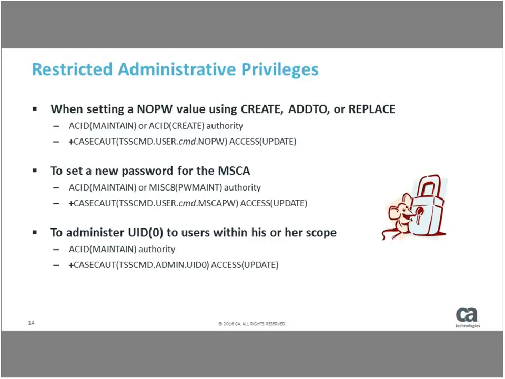And lastly, recently we had a request to lock down administration of UID 0 to users within their scope. ACID maintain authority is still needed, but we also added admin.user UID 0, which is needed in order for an administrator to administrate UID 0, because doing that makes the user in a Unix system a super user. So here you have an example of taking what's existing, like ACID maintain, and adding an additional layer of security via the CASECAUT.